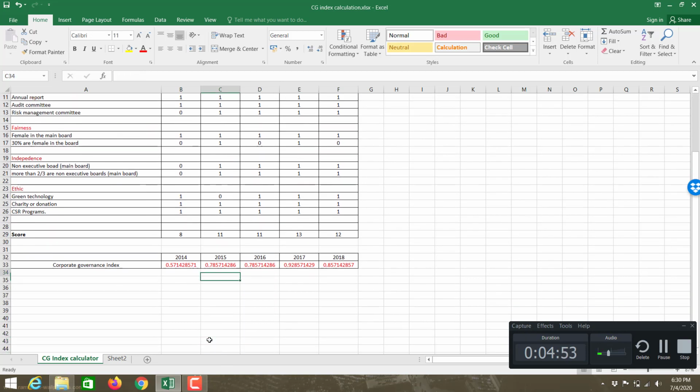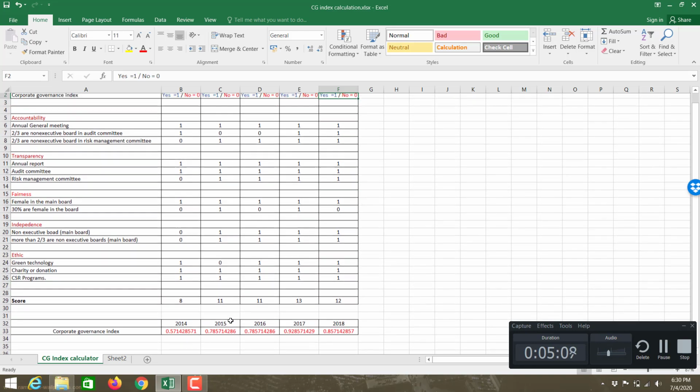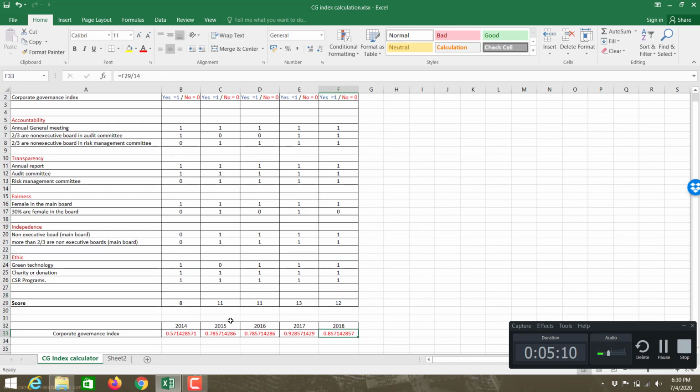So what does this number actually tell you? Basically, the corporate governance index number tells you that if this number is closer to 1, it means you almost 100% comply with the corporate governance principles, the 5 principles. So in our case, it's not very close to 1.